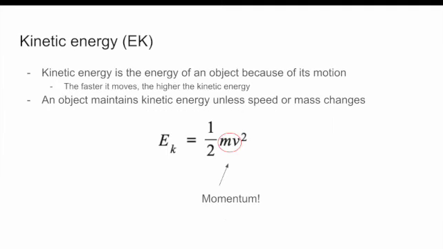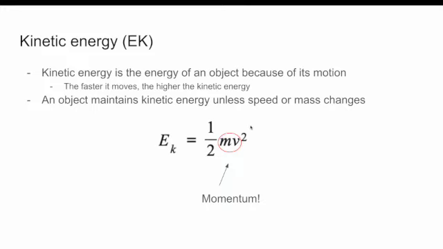So now let's take a look at kinetic energy. This is probably the most important type of energy on the exam. And kinetic energy is just the energy that an object has because of its motion. That just means the faster the object moves, the higher the kinetic energy. And an object maintains kinetic energy unless its speed or its mass changes. So here's the formula of kinetic energy.